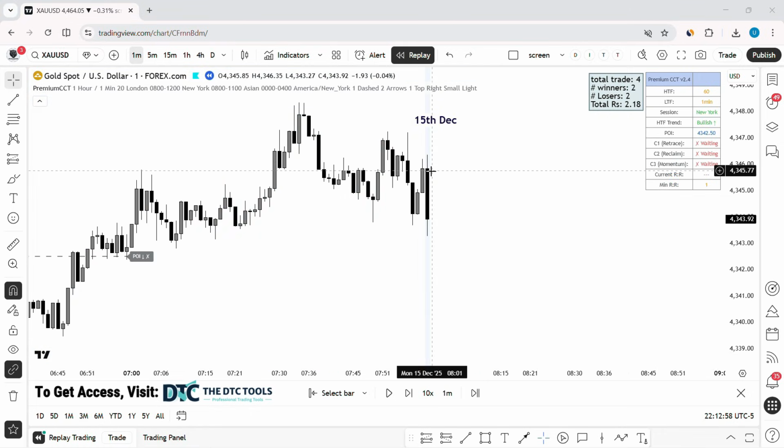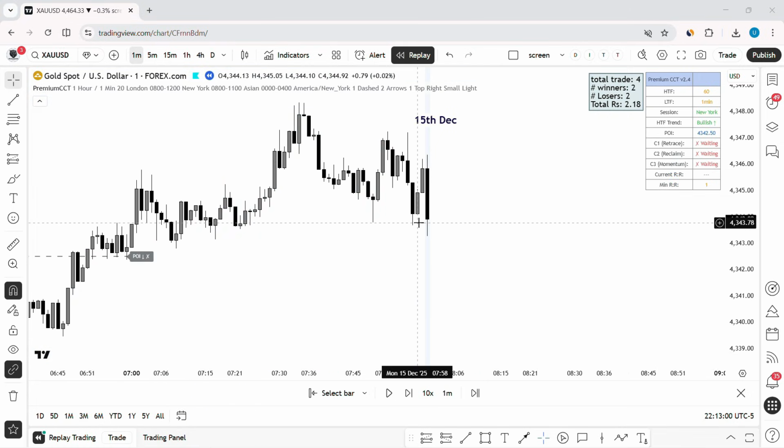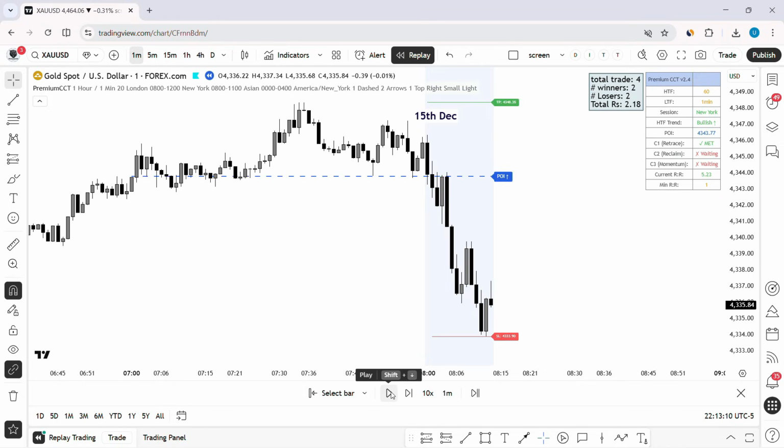So right now we are at the start of a new week on 15th December. So let's see if any trade forms. So the POI was confirmed, but the take profit is small and the market has traced back very deep. So we are not expecting any trade, but let's see what happens.